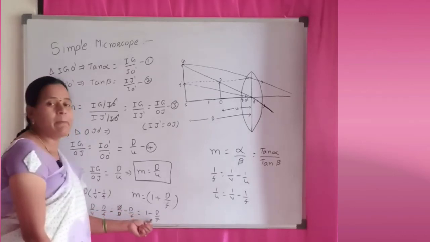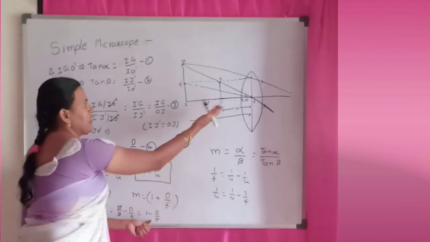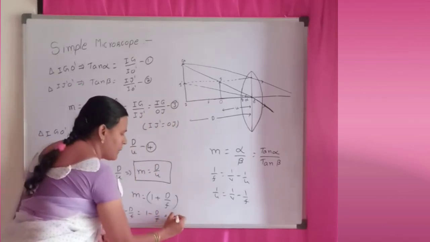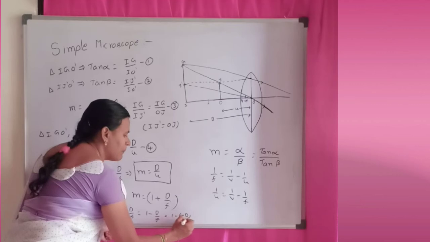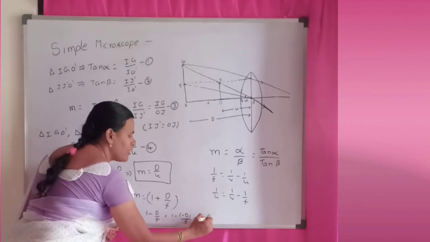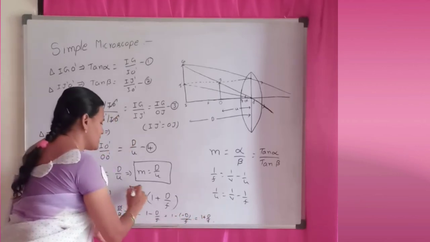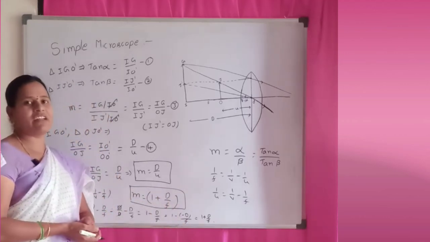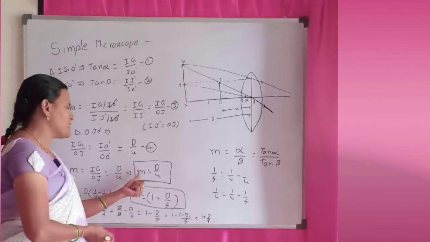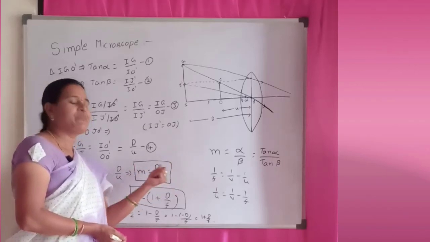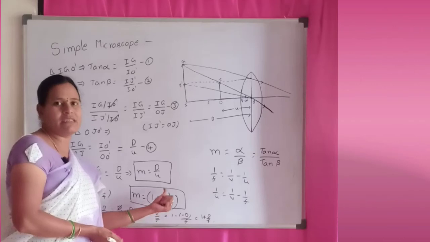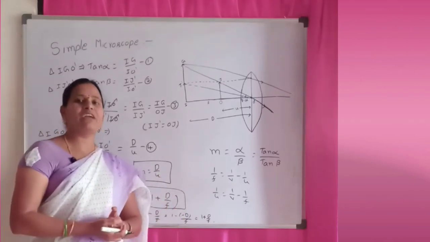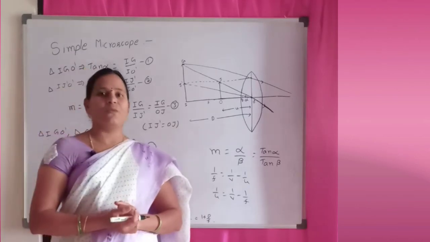But here, by applying the sign convention, D is on the left side. So we will write 1 minus of D by F, and we will get 1 plus D by F. So this is the other equation for the magnifying power of the simple microscope. One is M is equal to D by U and the second one is M is equal to 1 plus D by F. Both equations give the magnifying power for the simple microscope.